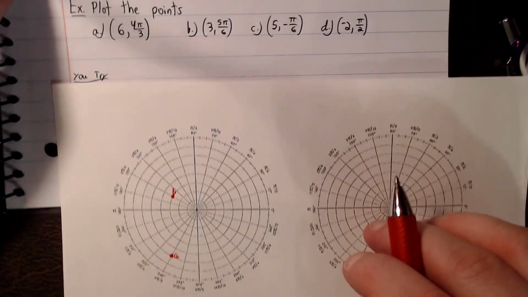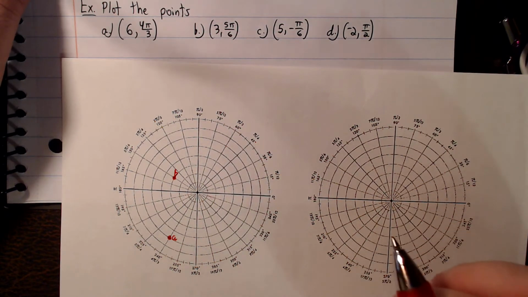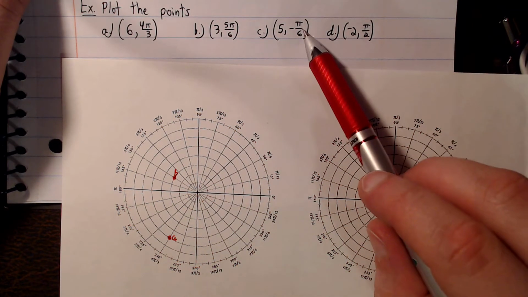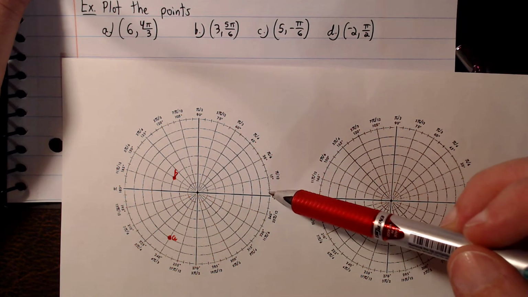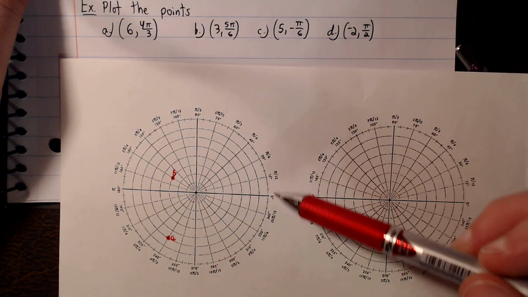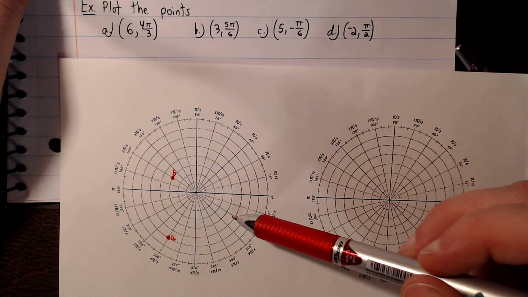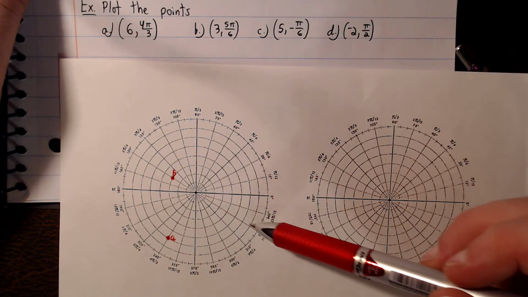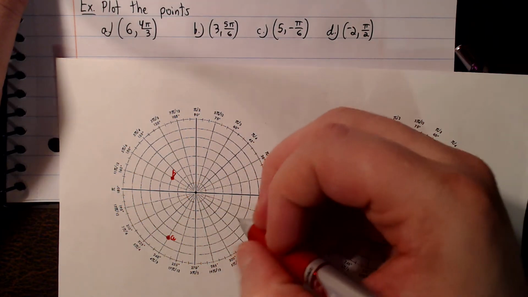Let's see. Problem C, 5 and negative pi over 6. Okay, so this is just telling us that we got to go clockwise, pi over 6. On this chart, pi over 6 is 2 spaces, but we got to go in the negative direction, so 2 spaces. This is the line that we're following, and we want to be out 5. Let's see, this is 8, 7, 6. 5 would be right here.